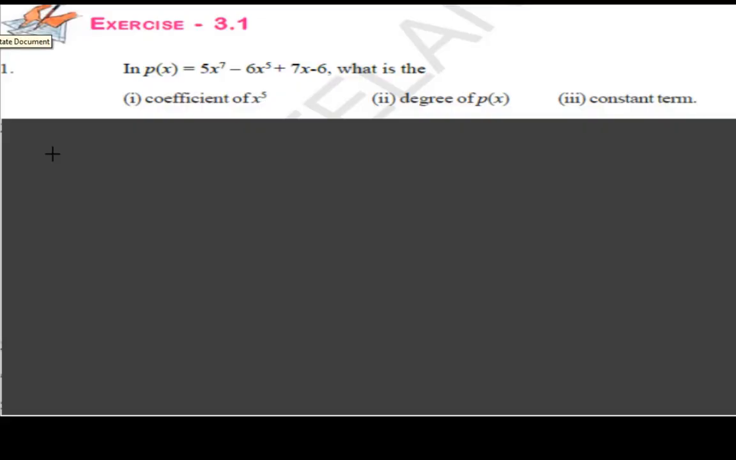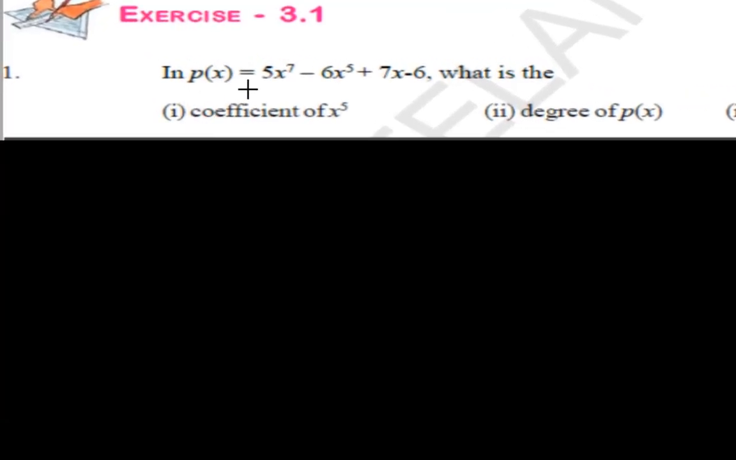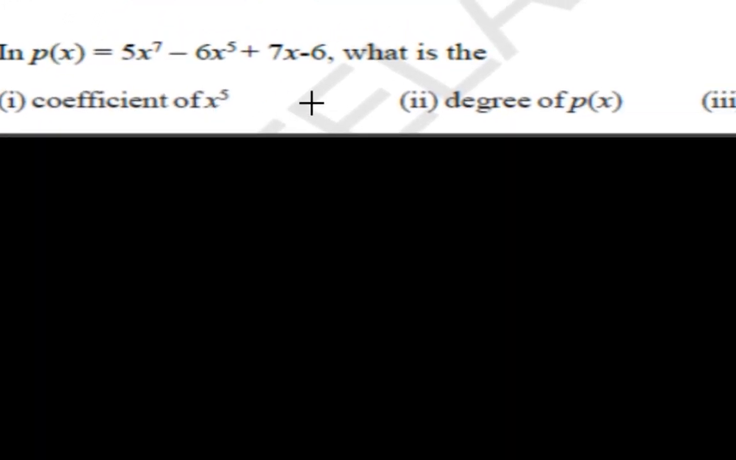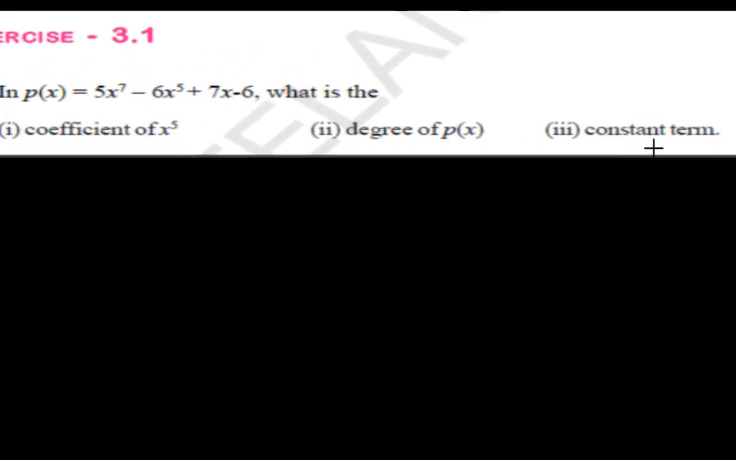Let us see exercise 3.1. In this exercise, the first problem is given as p of x equals 5 into x power 7 minus 6 into x power 5 plus 7 into x minus 6. What is the coefficient of x power 5? The second question is, what is the degree of p of x? And the third question is, what is the constant term?